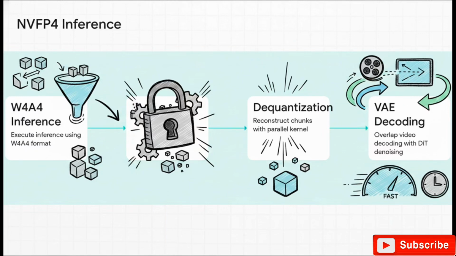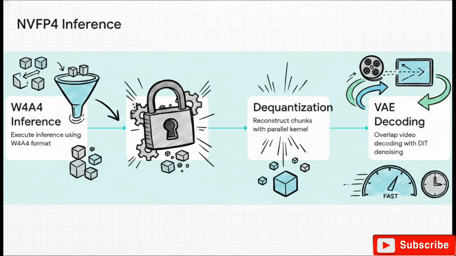This is where the NVFP4 inference infrastructure comes into play, and man, it's a masterclass in system optimization. First, they execute inference using the highly compressed, low-precision W4A4 format. Second, to stop that KV cache from just eating all the memory, they compress it entirely into NVFP4. Third, when the model needs that data back, they reconstruct the cache chunks using a blazing fast parallel dequantization kernel.